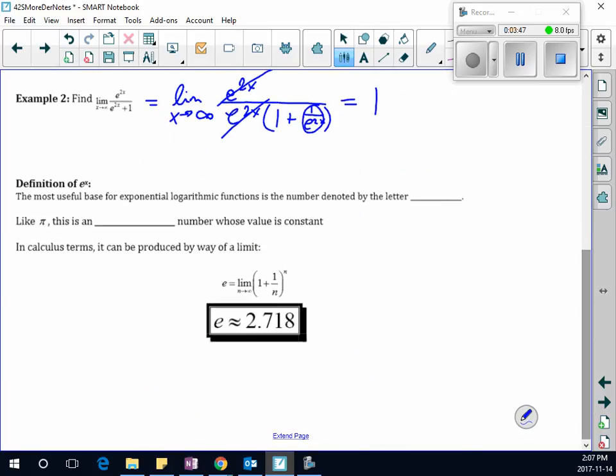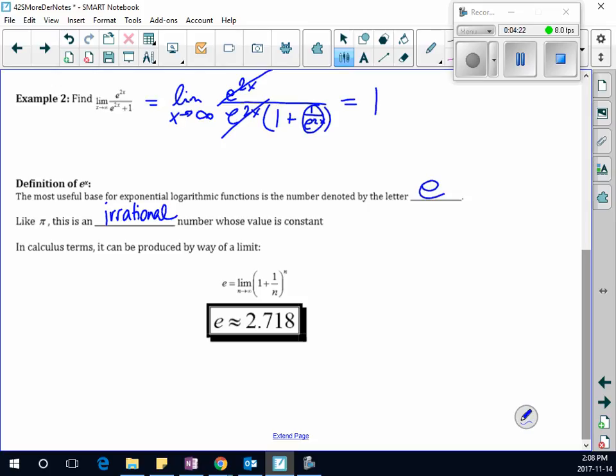Okay, definition of e. The most useful base for exponential and logarithmic functions is the number denoted by the letter e. Like pi, this is an irrational number whose value is constant. This is kind of cool. I know I showed you where e came from when we did pre-calc, but now we can actually examine this as a limit. e is the limit as n goes to infinity of 1 plus 1 over n to the power n.